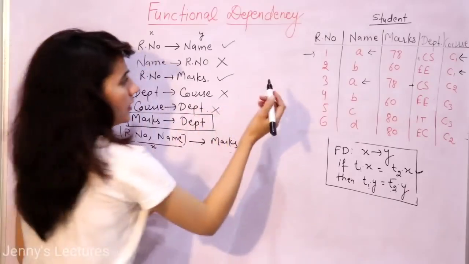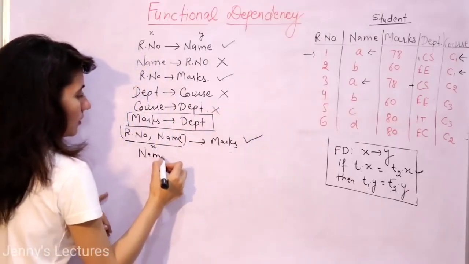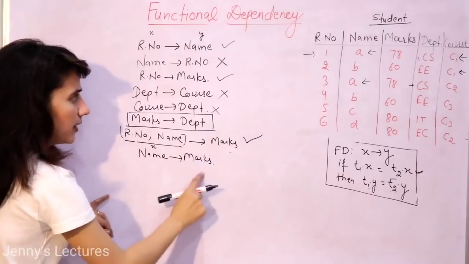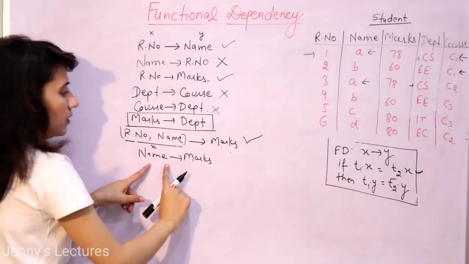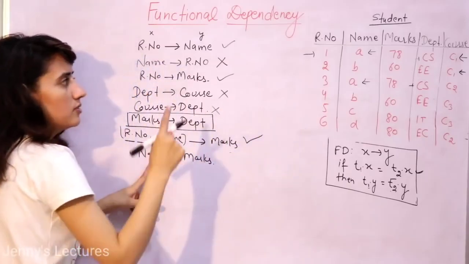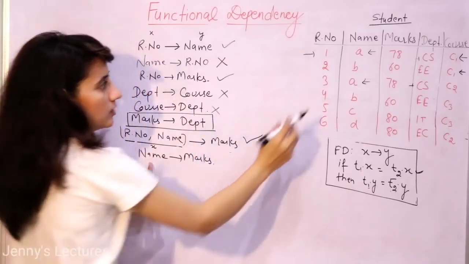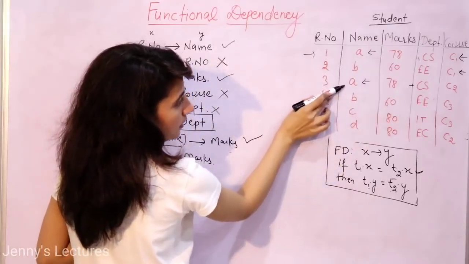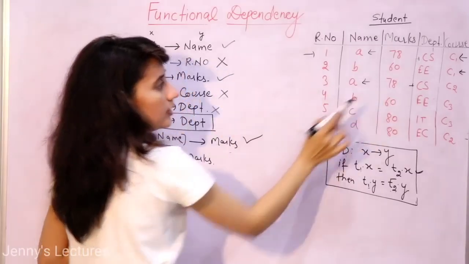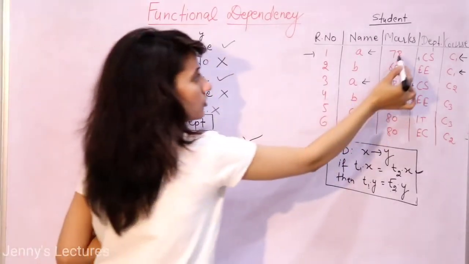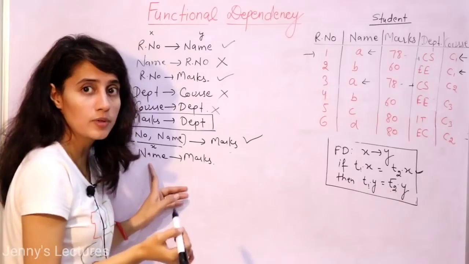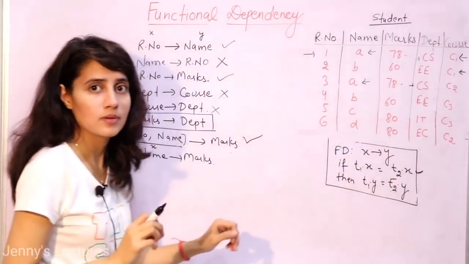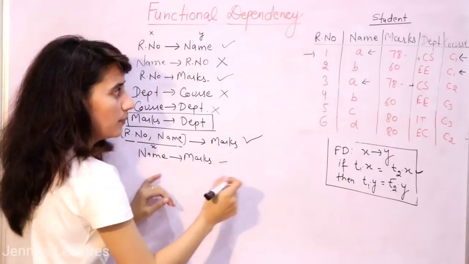Now check, if I say name determines marks, is it a functional dependency in this case? Check name A and tell me the marks. From this table, the name is A, marks 78, but again I have name A, and marks are also the same, 78. So it doesn't matter which one you tell, because name is the same and marks are also the same. So now this is a functional dependency.